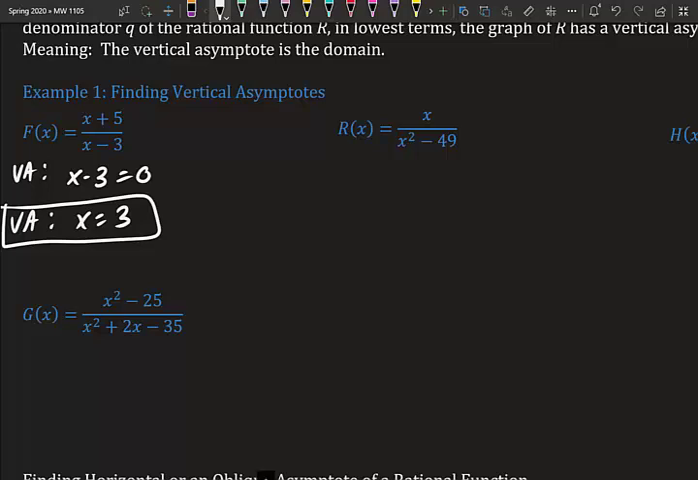All right, next one. We can factor this. All right, well, we can't simplify. We can factor, but no simplifying can be done. So what we're going to do is set the bottom equal to 0.